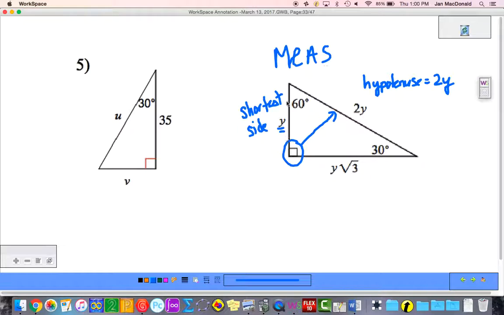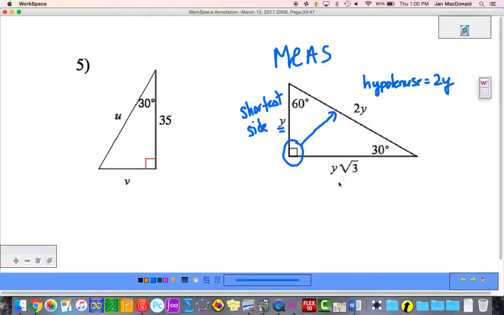So if the shortest side is 5, the hypotenuse is 10. If the hypotenuse is 20, the shortest side is 10. If the shortest side is 12, the hypotenuse is 24. The hypotenuse is always twice as big as the shortest side.